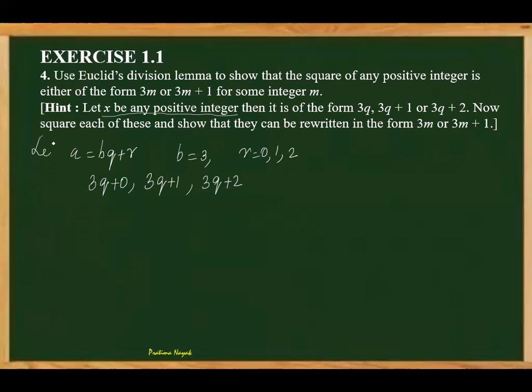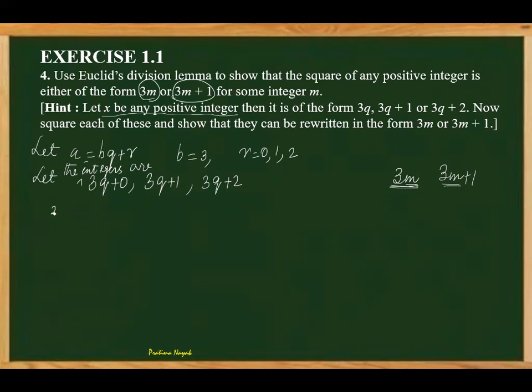So let the integers be 3q, 3q plus 1 and 3q plus 2. Now we'll prove the square of this is either 3 into m, a multiple of 3, or 3m plus 1. m is not one particular number, it can be any multiple of 3. It can be 15, it can be 24, it can be 48, and so on. Similarly, if m is 15, it can be 15 plus 1, 16, and so on.